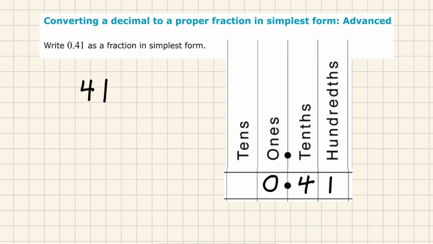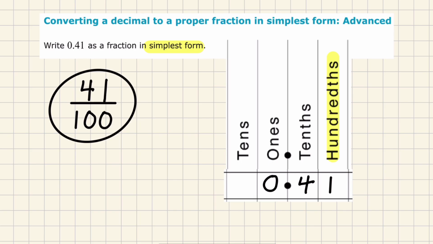decimal, 41, and the denominator is determined by the last place value, which here is hundredths. Hundredths meaning that that 1 is in the 100ths place. So our denominator would be 100, and then confirming that this is in simplest form, there aren't any whole numbers that divide evenly into 41 and 100, so this is in simplest form.